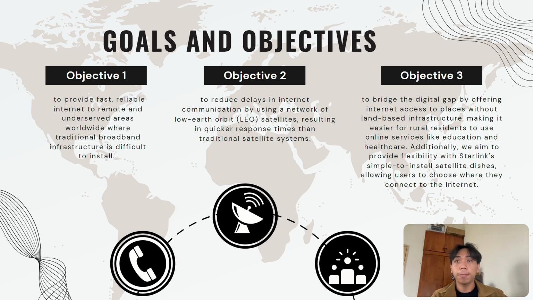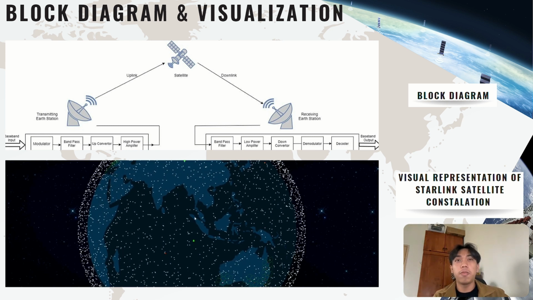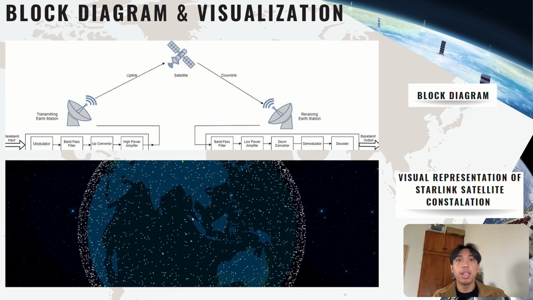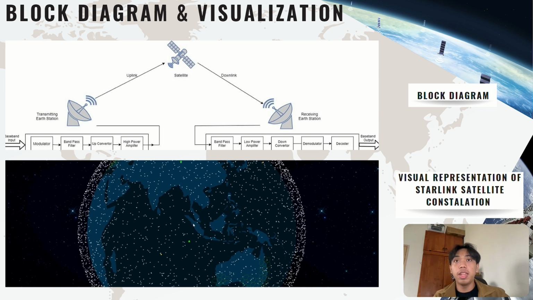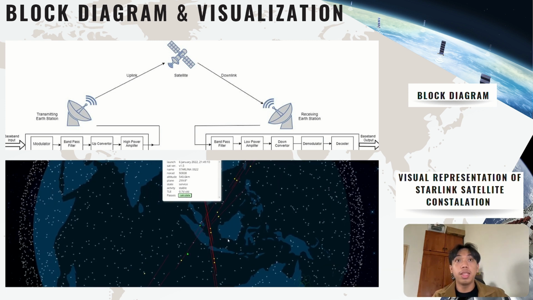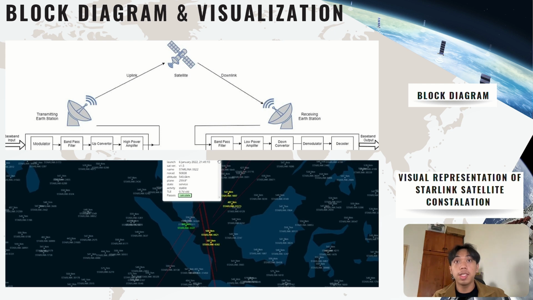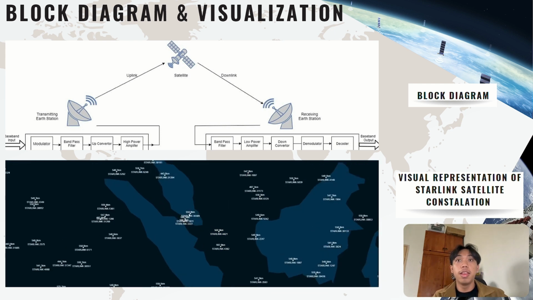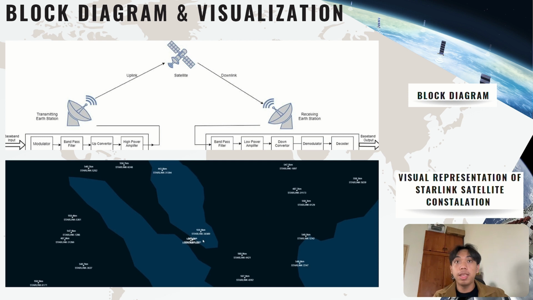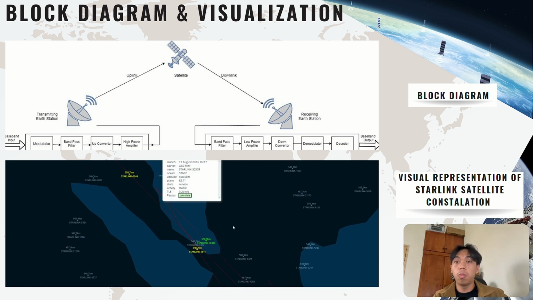For the next slide is the example of a block diagram of a satellite, which is a two-way communication, which is going to be explained more in detail by my group members. And the video below it is the visual presentation of a Starlink satellite constellation. There are a total of 4,800 active satellites surrounding the Earth, in which they are strategically placed to create a constellation, allowing our data to travel across the globe.